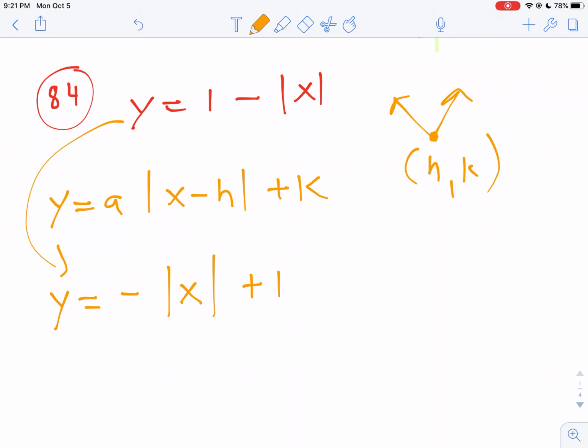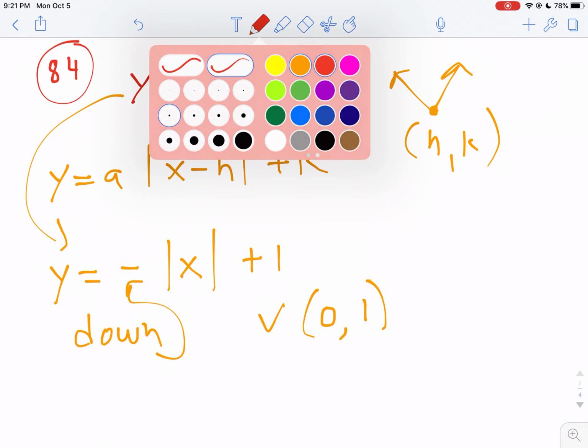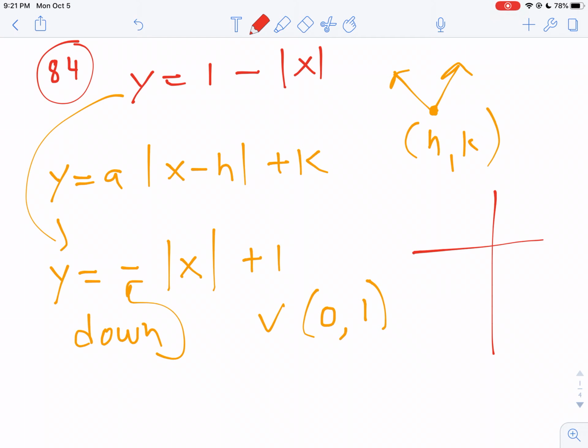And then I notice that my h is 0 and my k is positive 1. So I know it's going to open down because of that negative sign here, and I know that my vertex is going to be at h is 0 and k is 1. So how do I graph this? I'm going to go here, to 0 on the x-axis, 1 on the y-axis, and then it's going to open downward. If you know your absolute value very well, you will notice they will go through these 2 points.